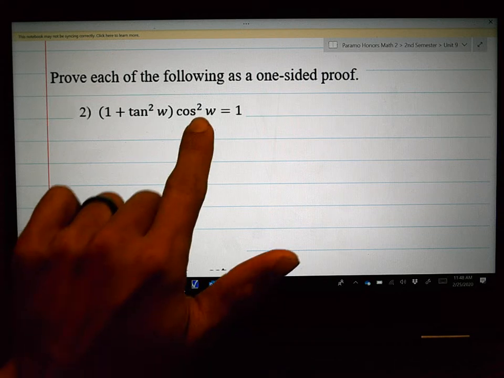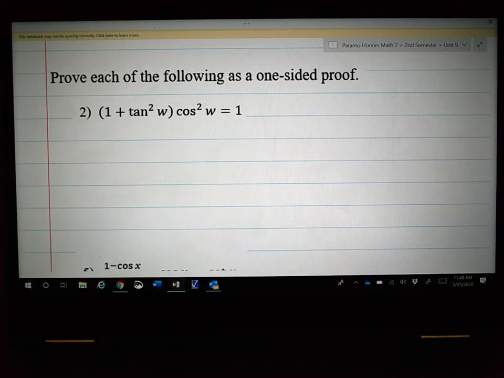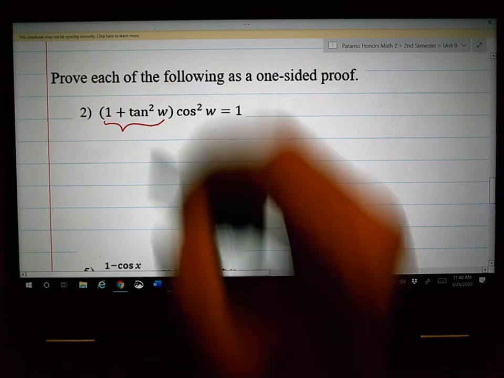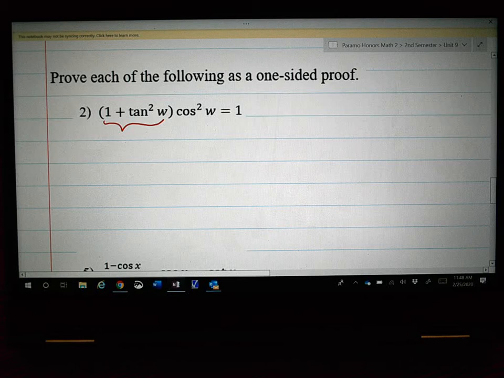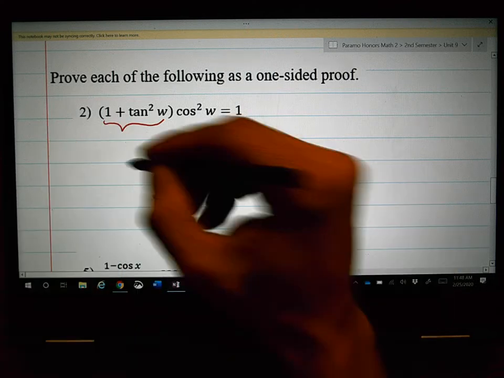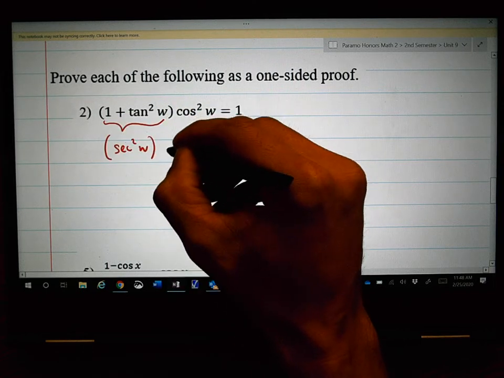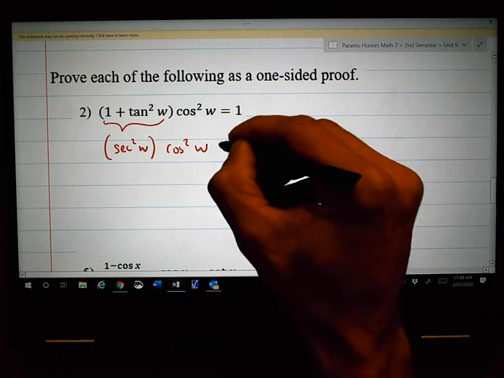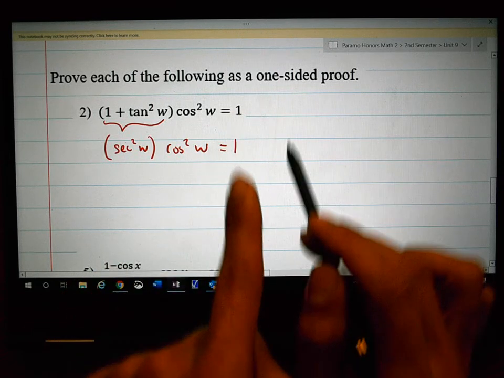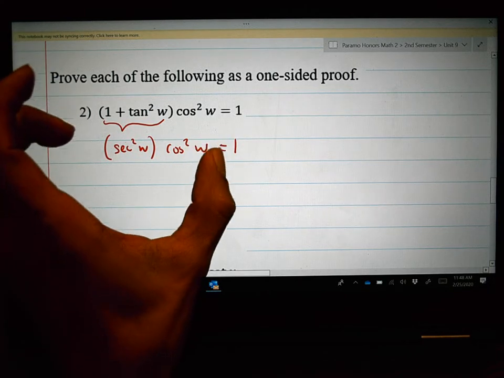You could multiply this out. I don't recommend that. If you see something squared, 1 plus tangent squared, do you know what that simplifies to? Using a Pythagorean identity, maybe number 2. 1 plus tangent squared of theta was equal to something. What's this equal to? Secant squared. So this is the same thing as secant squared of W because it's the same angle. I'm going to leave this one alone. I'm going to leave that alone. Notice I'm not touching the right-hand side. I need to turn the left side into 1.